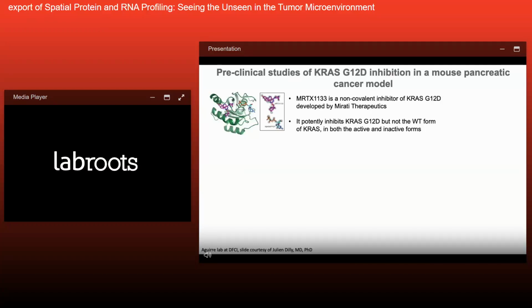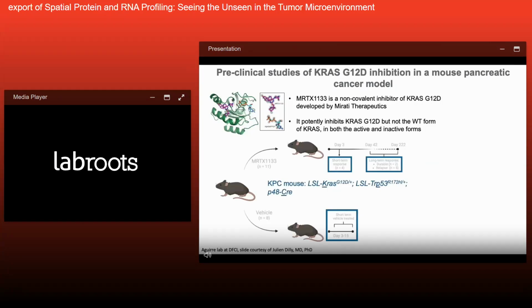As many of you know, there are already some KRAS inhibitors targeting G12C that are approved for treating patients with lung cancer, and there are many KRAS and pan-RAS inhibitors in clinical trials at this point. And for pancreatic cancer, the approval of any of these agents is going to, I think, really change the landscape of targeted therapy for this tumor type, where more than 90% of patients harbor KRAS mutations. So in this particular study, we used MRTX1133, which is a non-covalent inhibitor of the G12D mutant allele of KRAS. And this potently inhibits KRAS G12D, but not the wild-type form of KRAS.